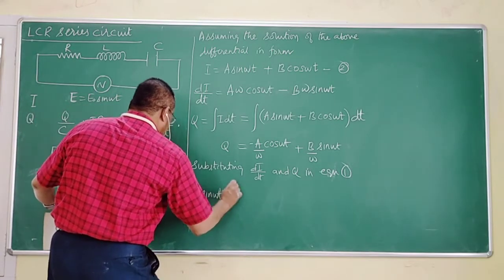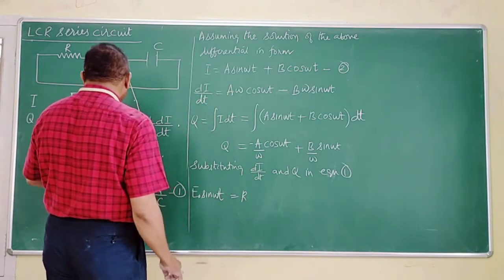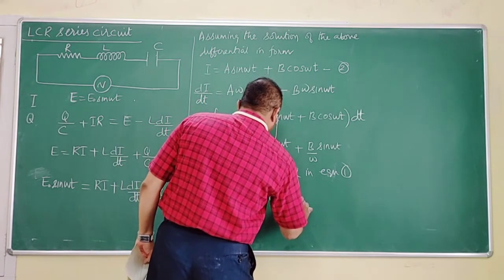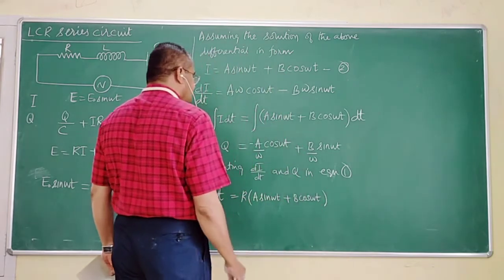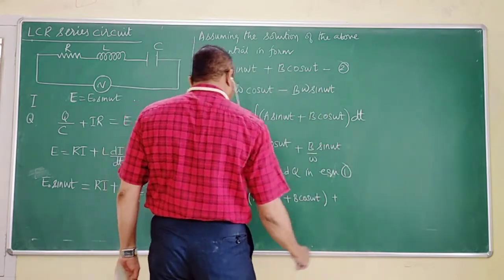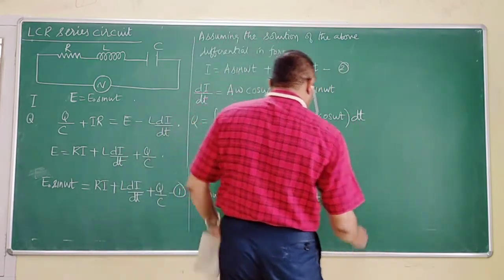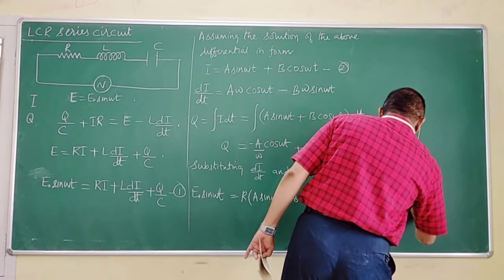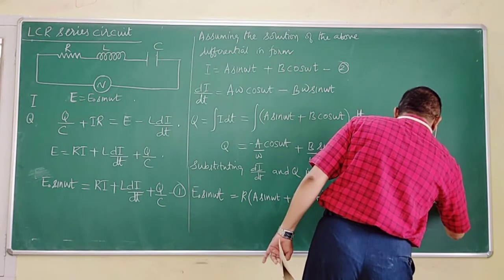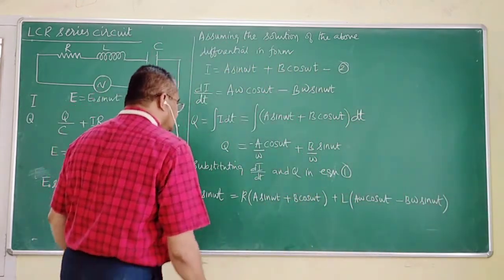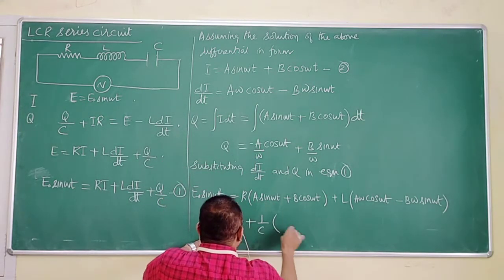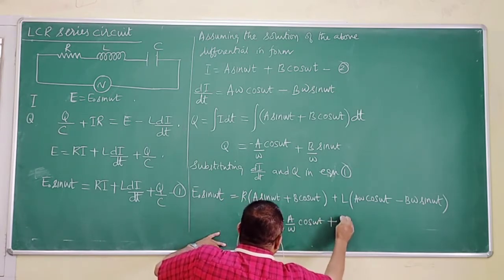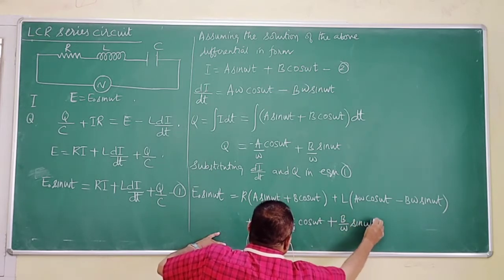E naught sin omega t is equal to R, in the place of I, A sin omega t plus B cos omega t, plus L di by dt, A omega cos omega t minus B omega sin omega t, plus 1 by C times minus A by omega cos omega t plus B by omega sin omega t.